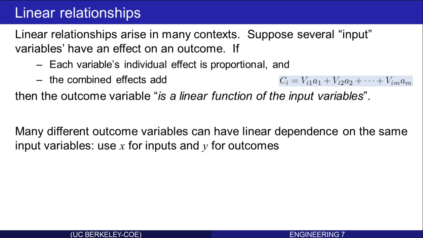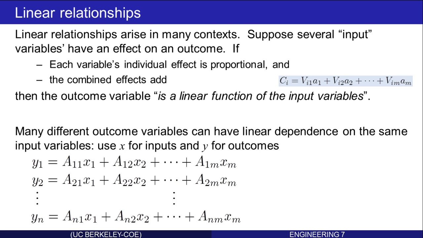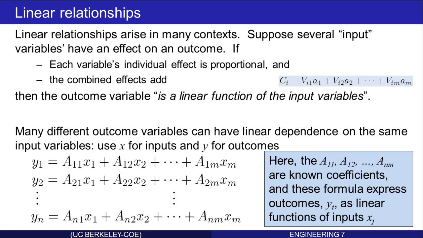Many different outcome variables can have linear dependence on the same set of input variables. Use the notation X for the inputs and Y's for the outcomes, and that would give this sort of relationship between the X's and the Y's. Each of the Y's is a linear function of the X's. Here, the A11 all the way through ANM are known coefficients, and these formulas express the outcomes Y as linear functions of the inputs x1, x2, up to xm.